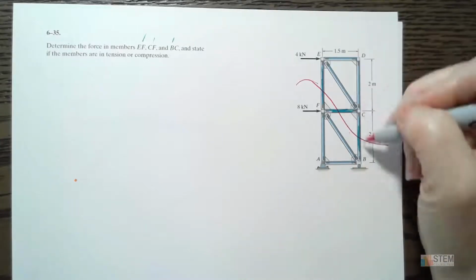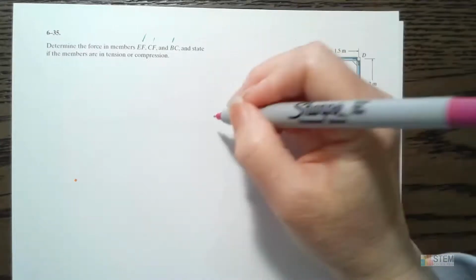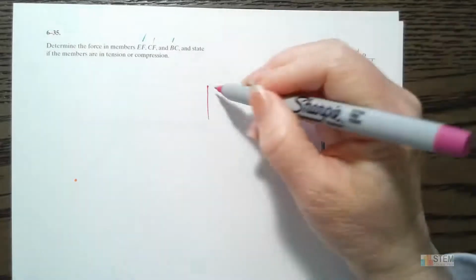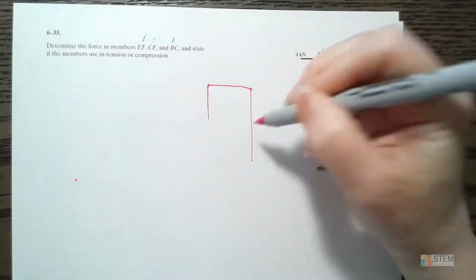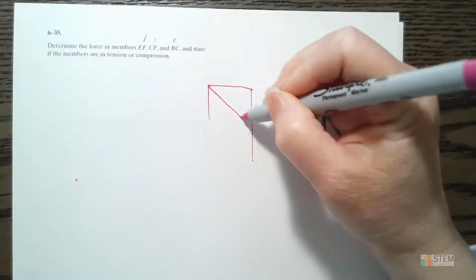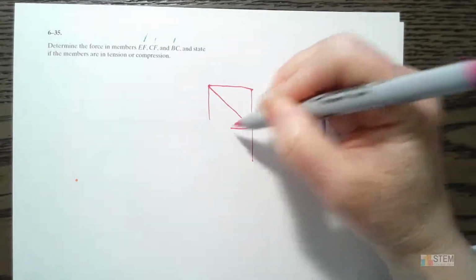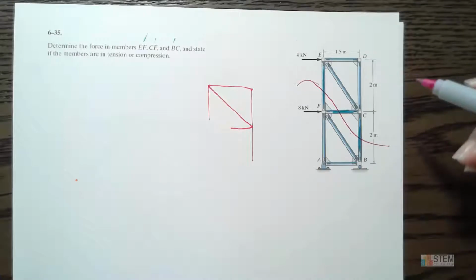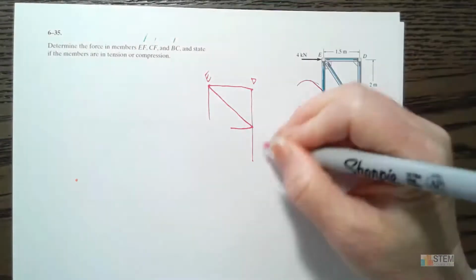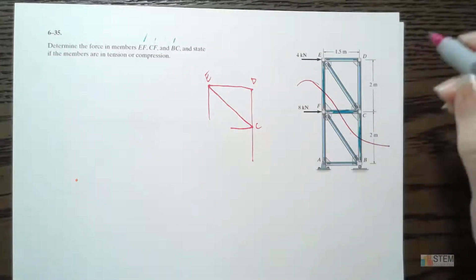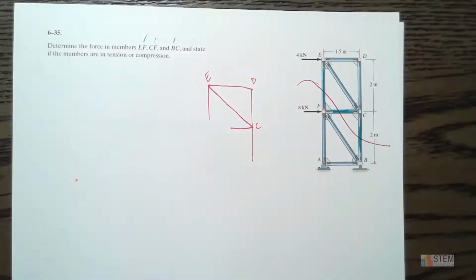So now let's draw an outline here of that top section. It's going to go like this and then down. And then you can draw that middle part there if you want. Okay, so it looks kind of like that. All right, so here's E, here's D, you got C here. Now we need to put the forces on here.